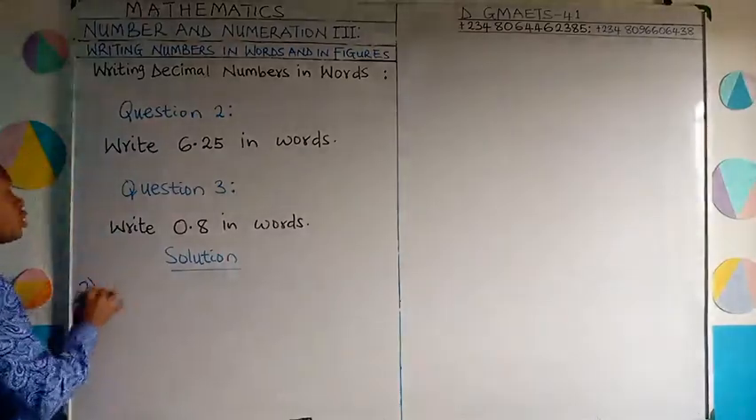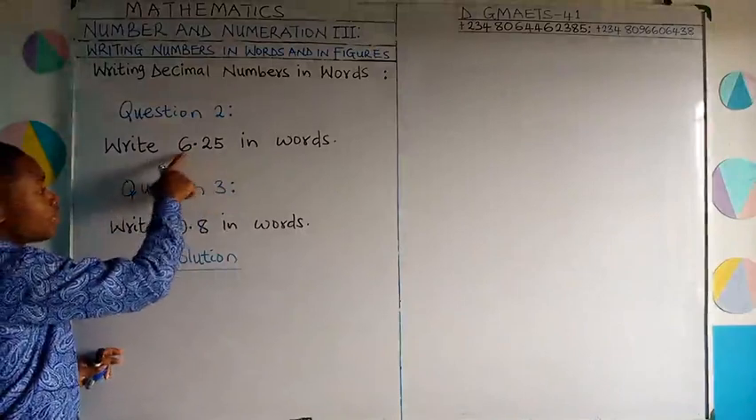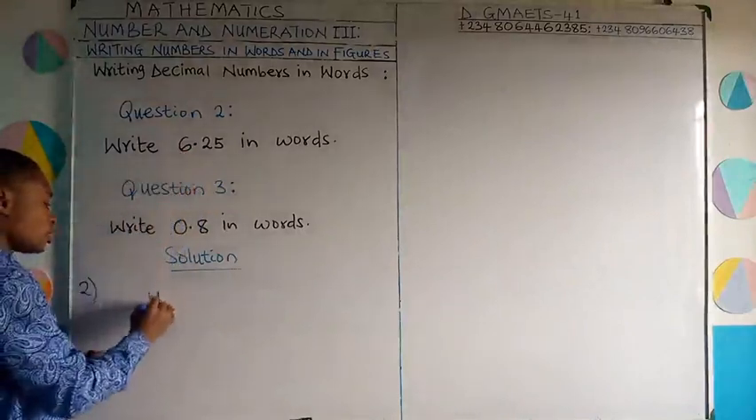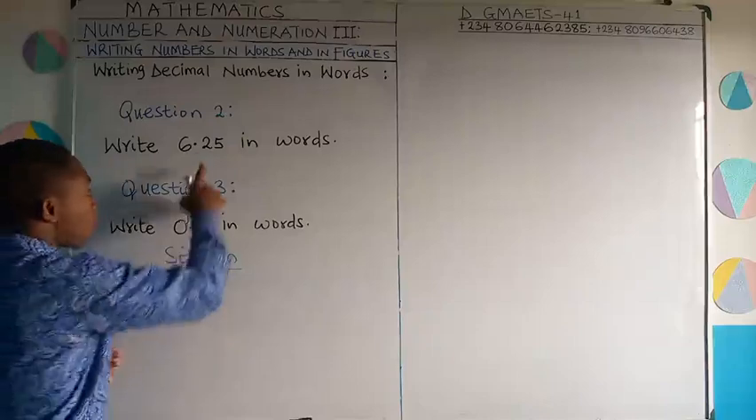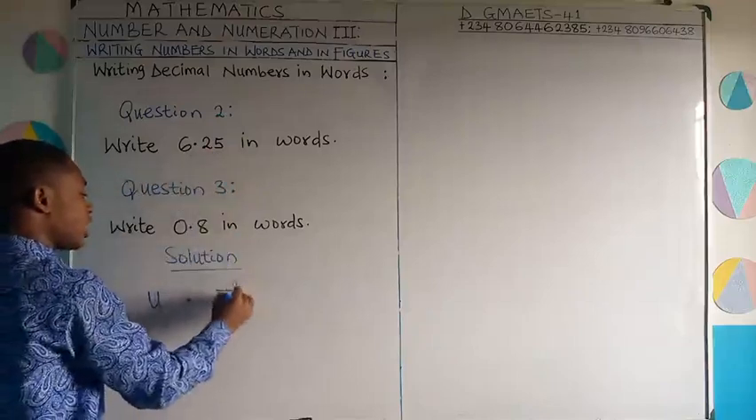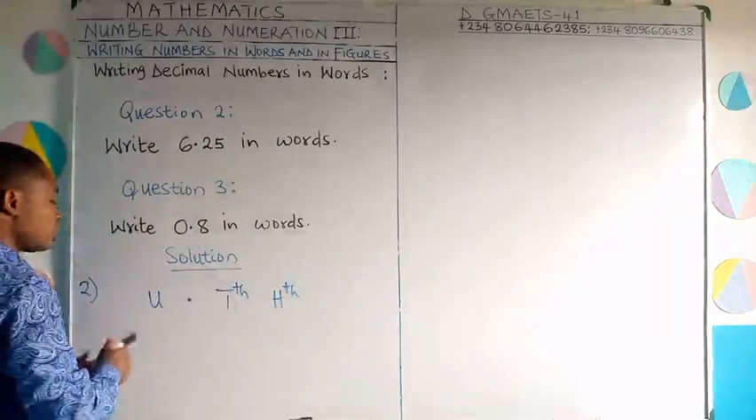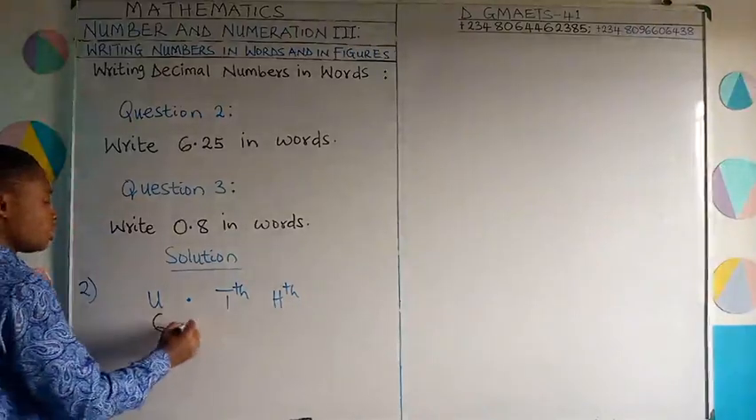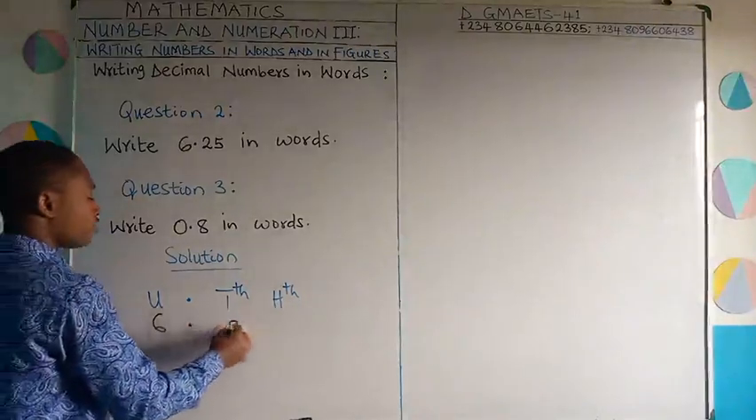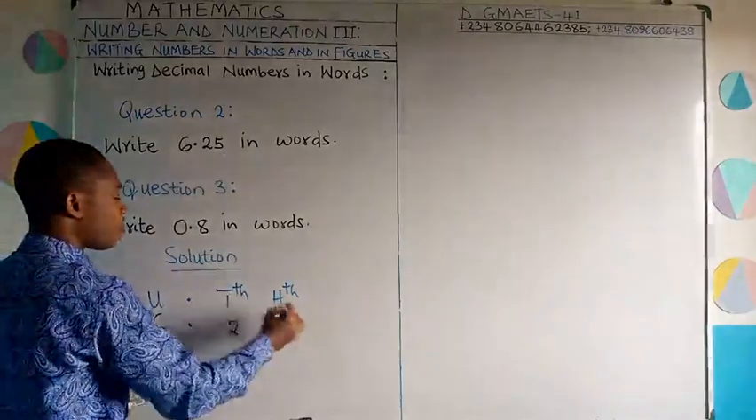Let's go on and show the working on the board, okay? For question number 2, the solution. If you look at this, the place value we have, 6 is under unit, whole number. Then decimal point, 25 is under tenths and hundredths. Fixing the decimal digits, 6 will come under unit. Point, tenths we have 2, and then hundredths we have 5.